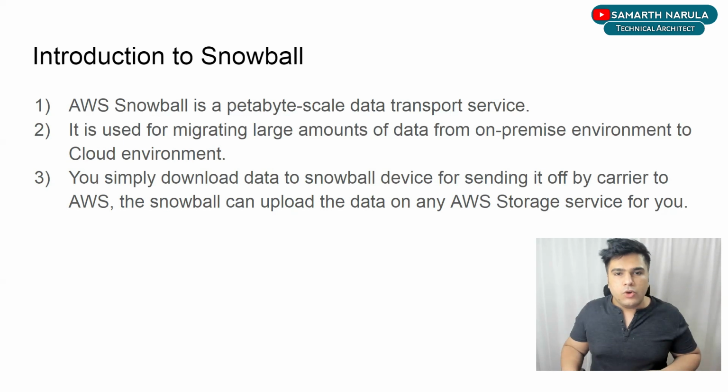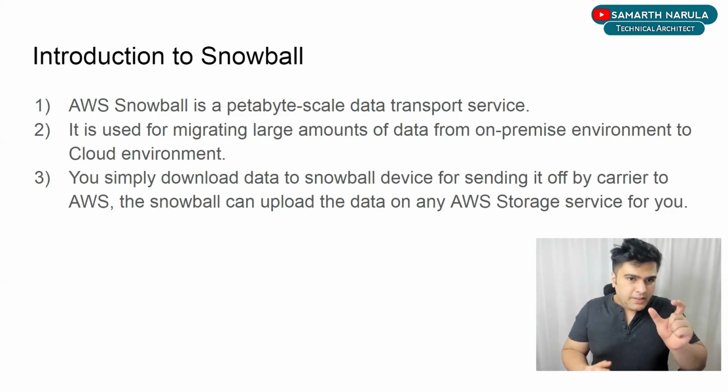And Snowball. Snowball is like a petabyte scale data transport service. Now, if you understand megabyte MB, then you understand GB also, gigabyte. Now 1024 GB is like 1 terabyte, and 1000 terabyte is 1 petabyte. That is the petabyte scale.